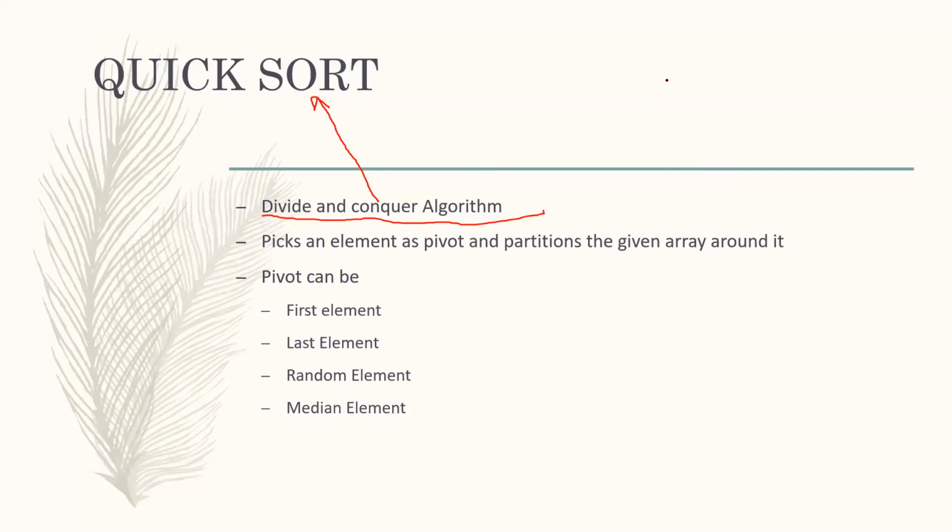So how are we doing that? We take one element as the pivot first, and we partition the whole array around the pivot element. It can be the first element, the last element, any random element, or the median element. What is the median element? The middle element.